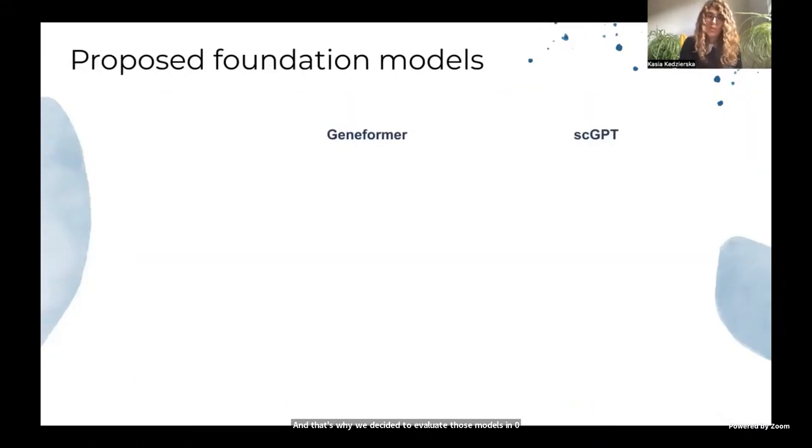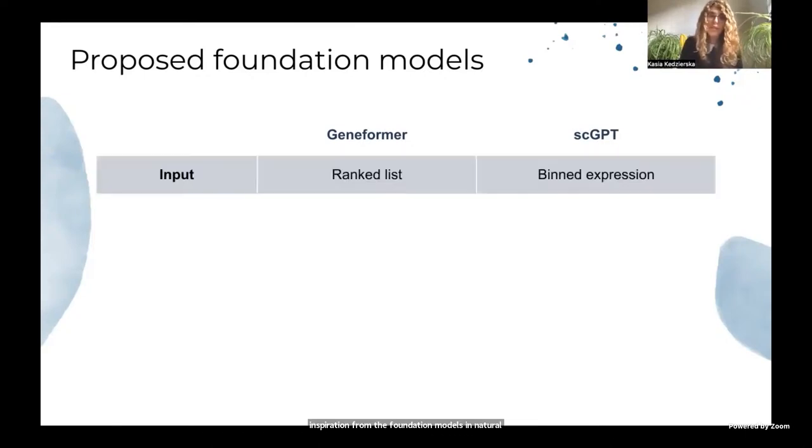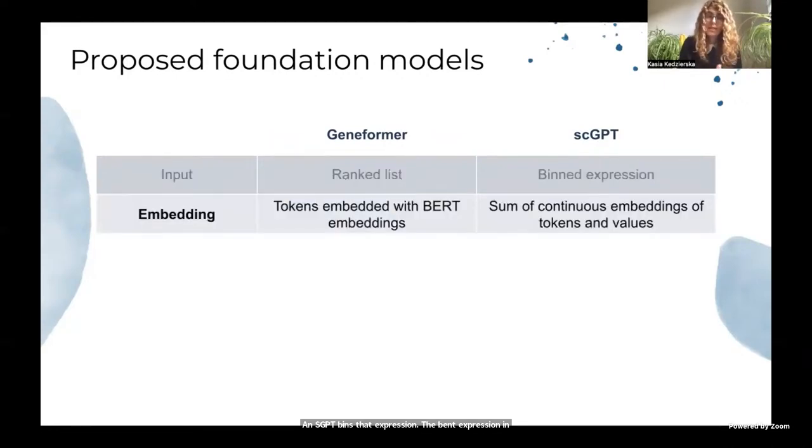We evaluated 2 models, Geneformer and scGPT. Though they both draw inspiration from the foundation models in natural language processing, they have some differences. For example, they differ in how they take the input. Geneformer takes a ranked list that is created based on the expression in each cell, and scGPT bins the expression. The binned expression in scGPT allows comparison across the cells directly. When they embed the values, Geneformer only embeds the gene IDs, and scGPT embeds the gene IDs and the expression value directly, and then sums those embeddings in the embedding space.